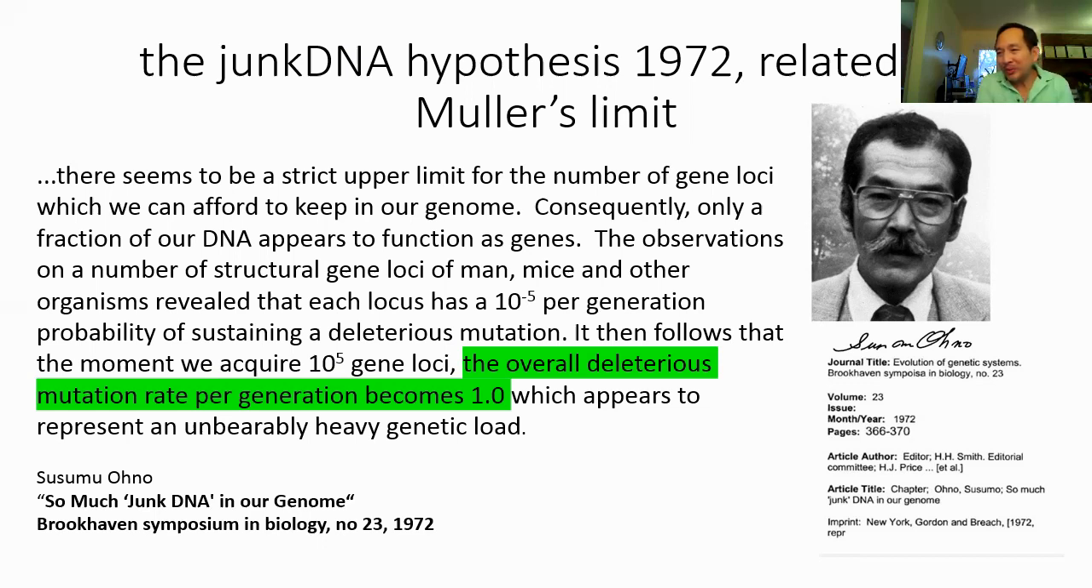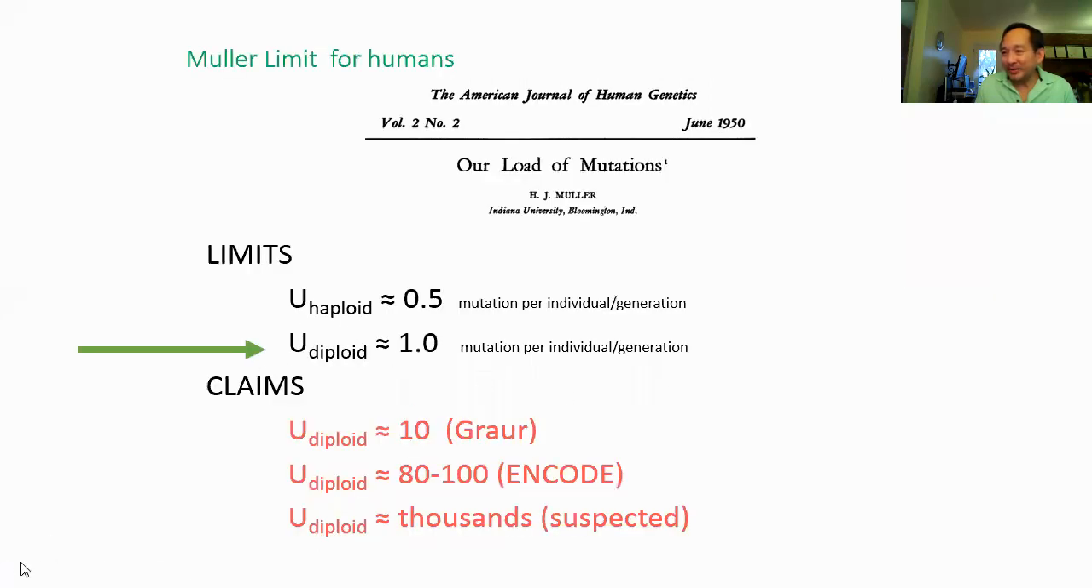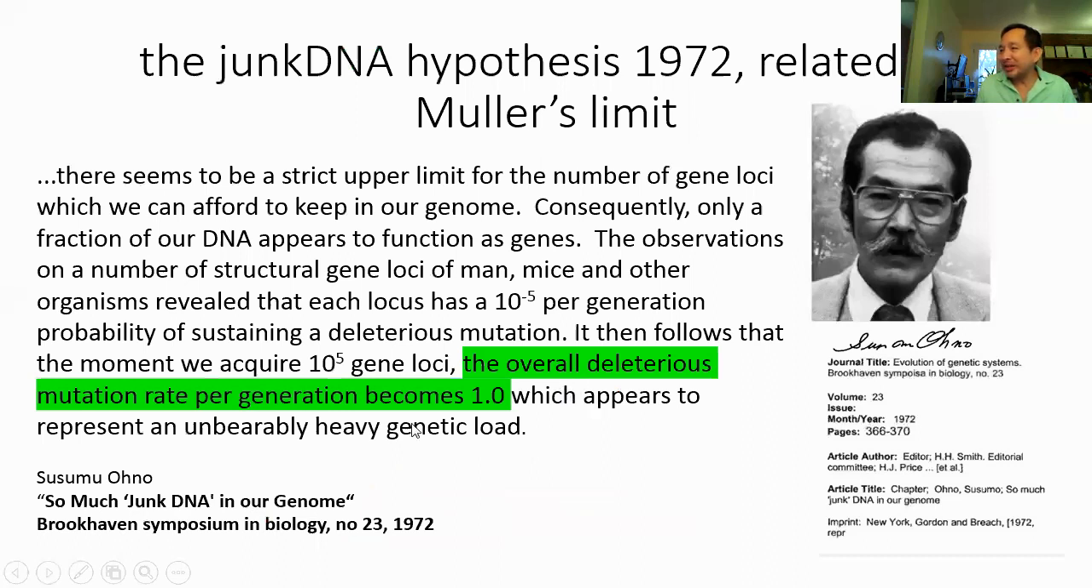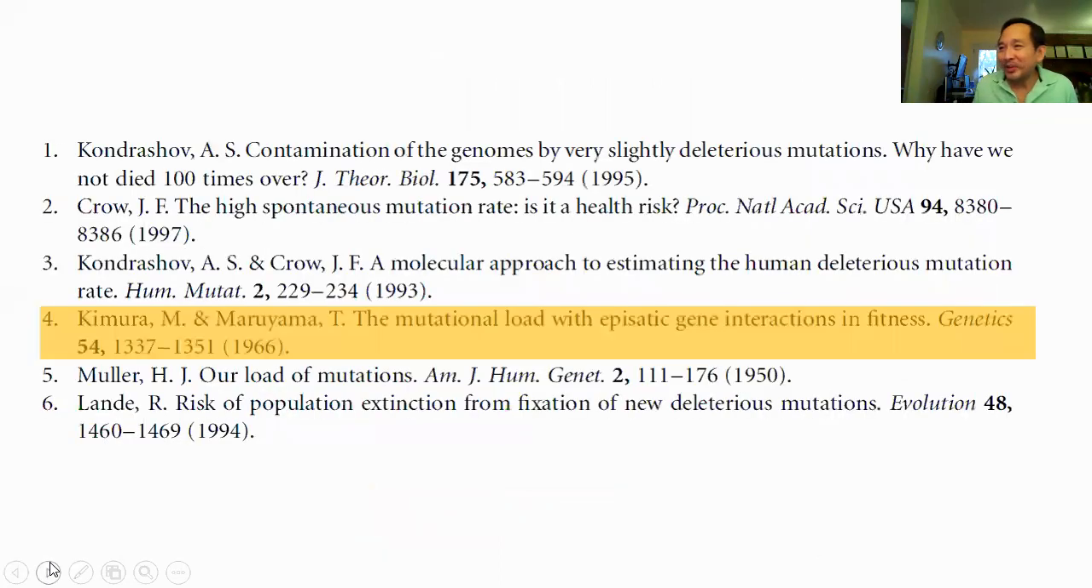That was from his paper, So Much Junk DNA in Our Genomes, from the Brookhaven Symposium in Biology in 1972. I'm sorry for the technical language here, and it's a little bit obsolete. This idea of counting gene loci is not the prevailing view. But my point in all this is to show that this number of 1.0 came from Muller. I believe in this paper Ohno references Muller's work. It's kind of funny that the number is 1 for humans, which makes it easy to remember.